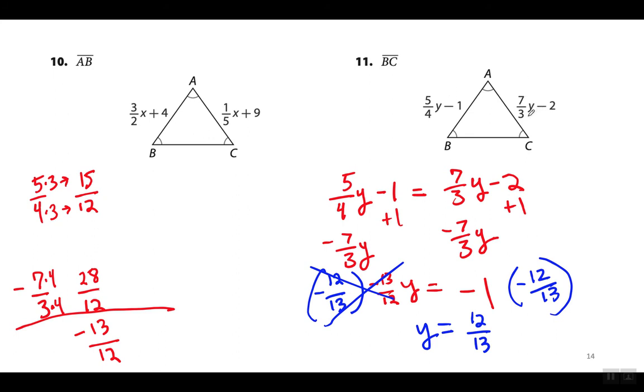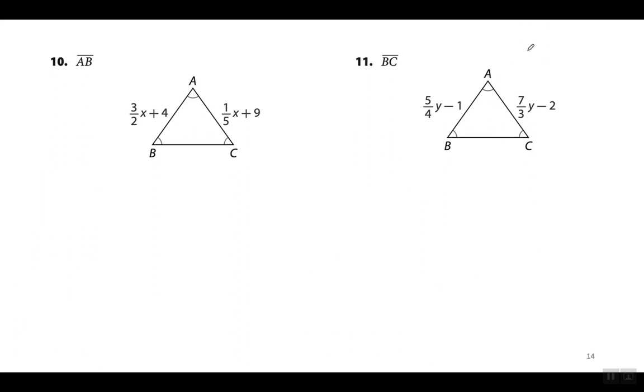Ya tengo el valor para y, que es 12 sobre 13. Ahora para encontrar el largo del lado BC, tengo que sustituir ese valor para y en uno de los dos, porque los tres lados son congruentes, así que no importa cuál de los lados lo hace. So, y equals 12 over 13. And 12 over 13, let me put it in this one, I guess.